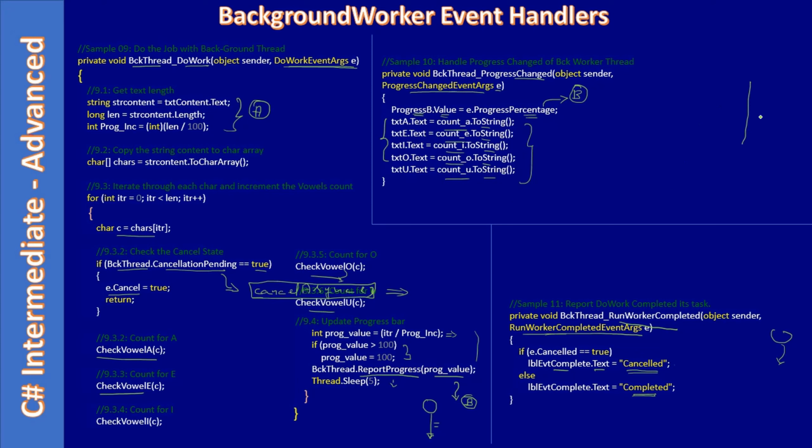So only one thing: this is DoWork. Maybe we already used it. This event handler C runs in the background, and in the main thread, event handler D and event handler E will run.